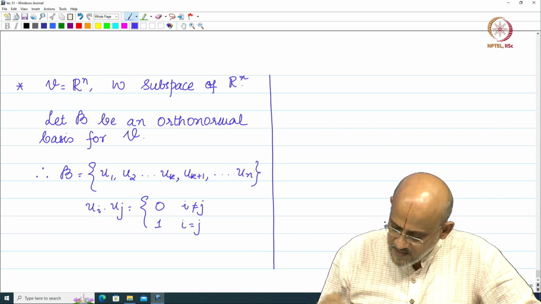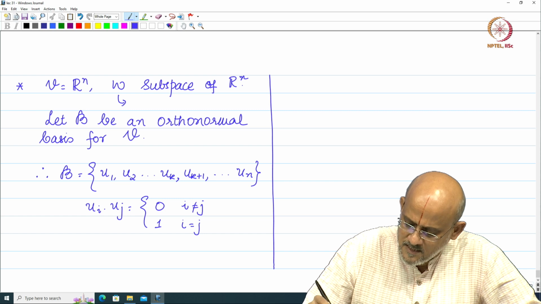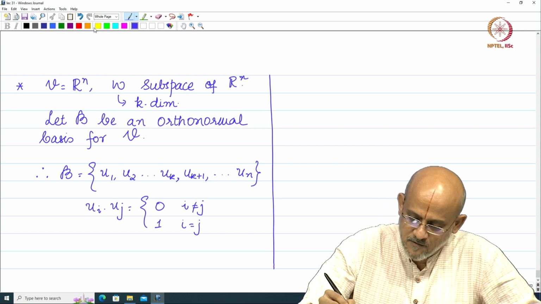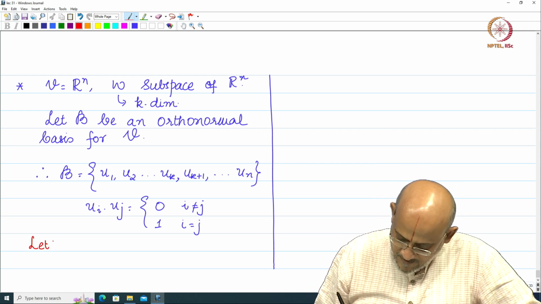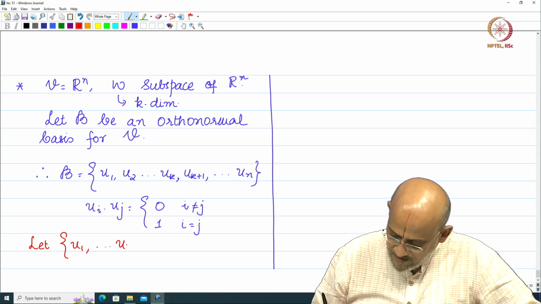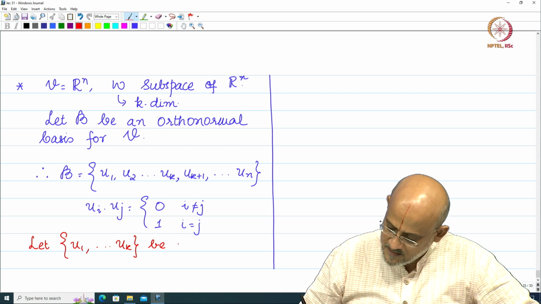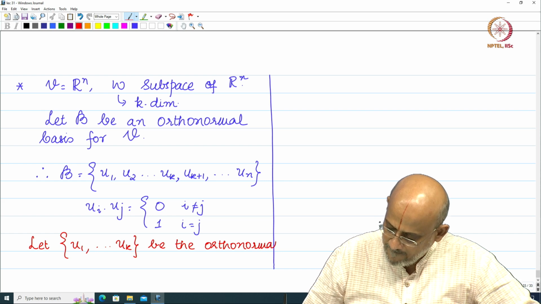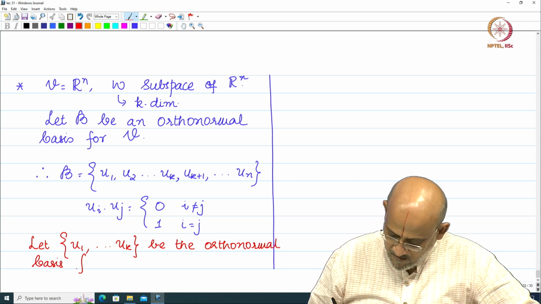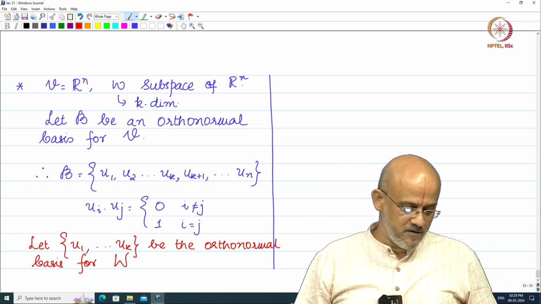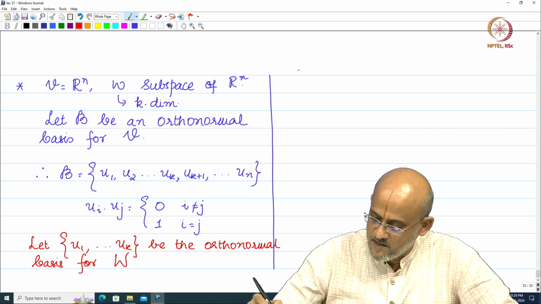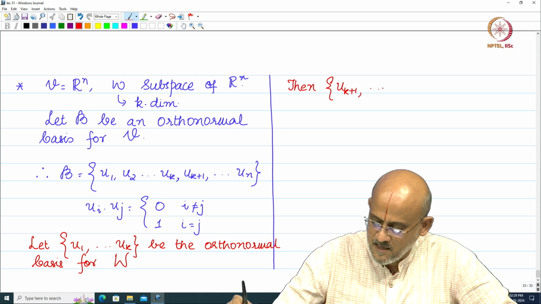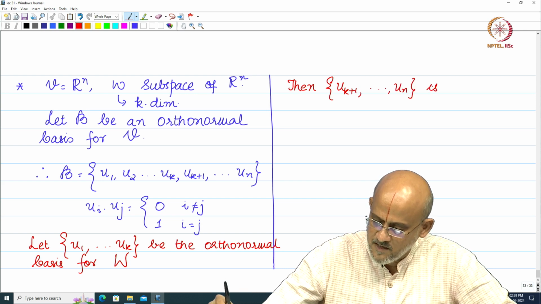Now out of this, I am going to look at W. I am going to say that W is a k dimensional subspace of Rn. Therefore, let u1 etc. to uk be the orthonormal basis for the vector space W. This is what we are going to have, right. Now what we are going to say is that the vectors uk plus 1, etc. un are a basis for W perpendicular.